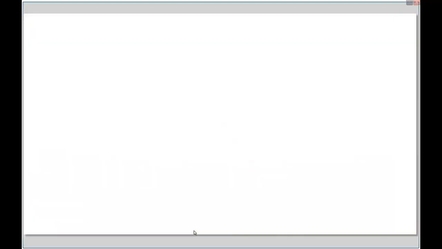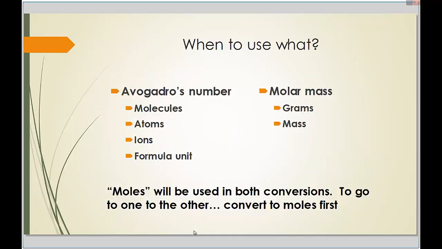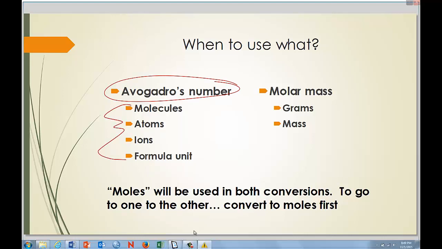So when exactly do we know what to use what? We're going to use Avogadro's number when you see one of these 4 key terms: molecules, atoms, ions, and formula units. When you come to molar mass, you're going to either see the word mass or grams. That's how you know when to use that. If you have a funny feeling you're going to forget that, write it down. Memorize it. That's super important.